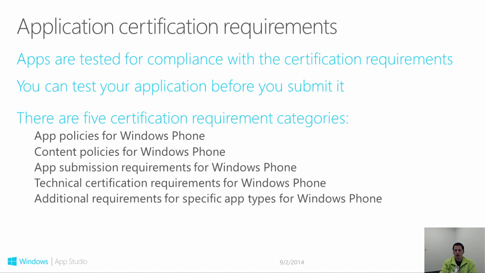In order to be submitted, the following submission requirements for Windows Phone must be met. The app must be compiled using the release configuration instead of debug. The app must not contain debugging symbols or output.